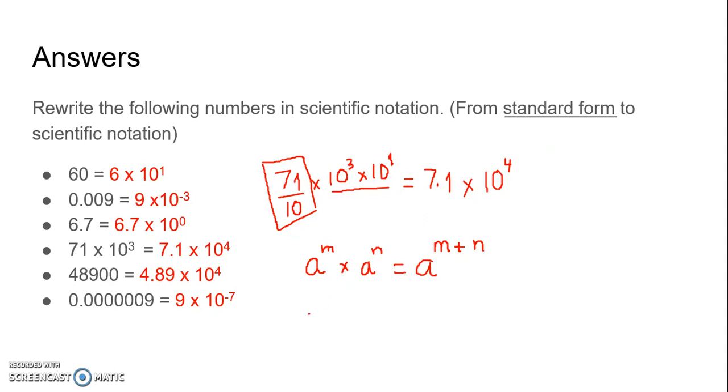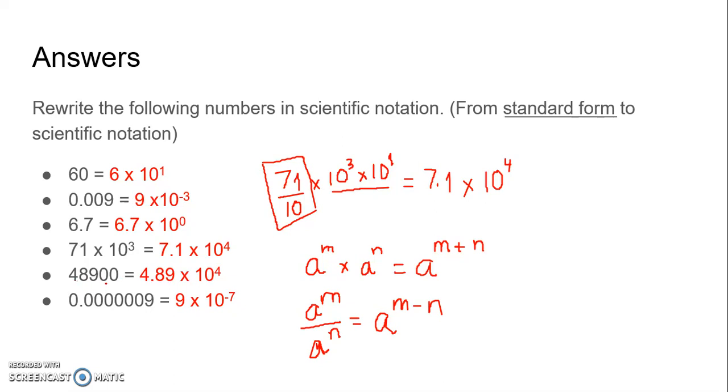Now what happens if I have the same base again, a is my base, raised to the power of m, and divided by a raised to the power of n? In this case I would have the same base a, right? But here the power would be m minus n. Okay, all right.